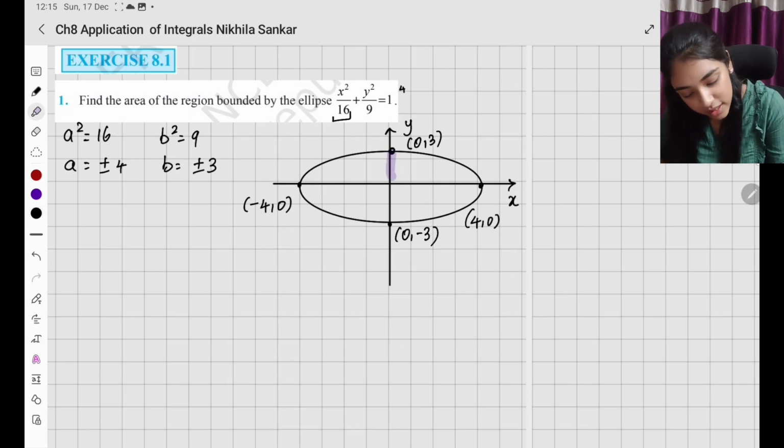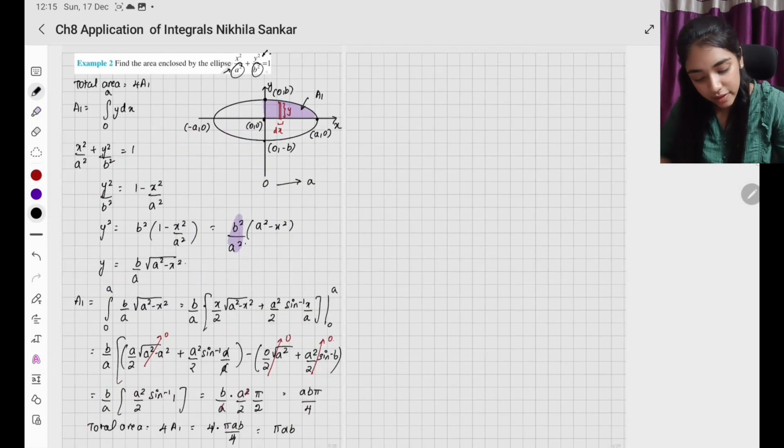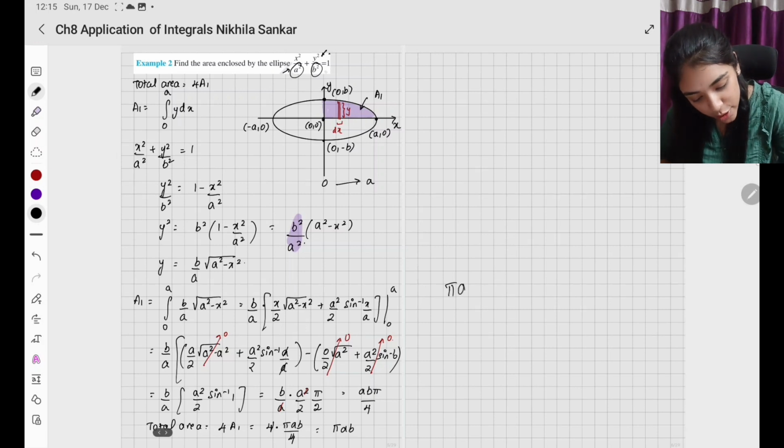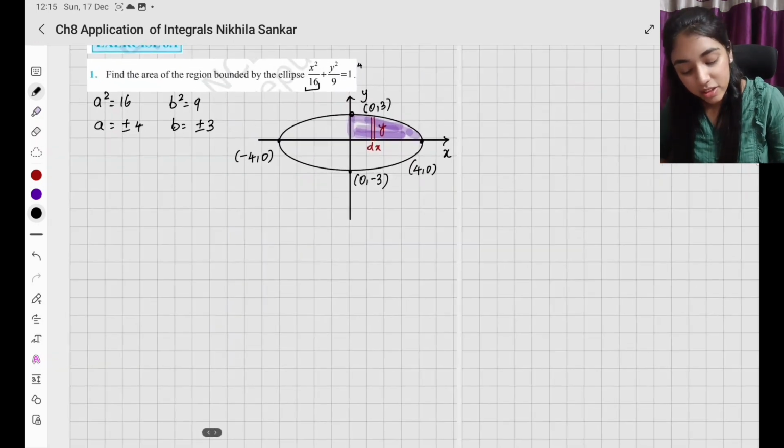So, I'm going to find the area of this particular shaded region. And I'm going to take a thin strip. So, thin strip, this is going to be dx and this length is going to be y. Now, what did we get in the previous example question? Here I found out that my area of ellipse is going to be pi AB. So when I apply that here, what will I get?